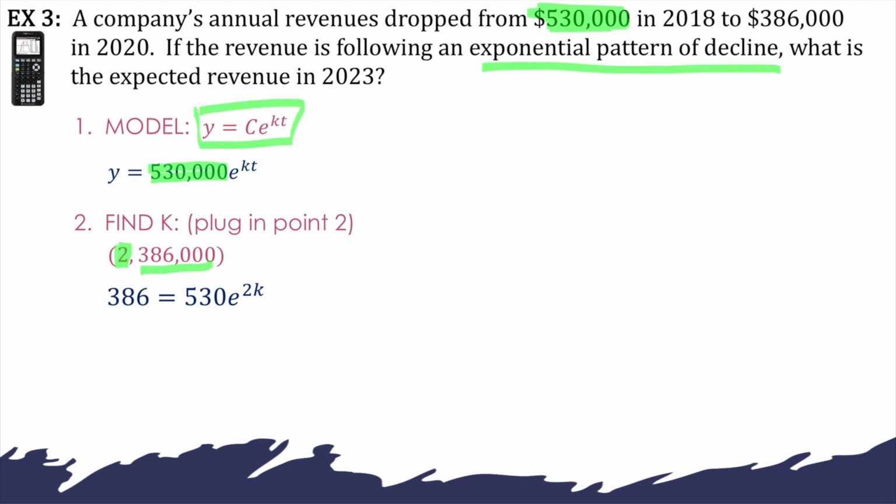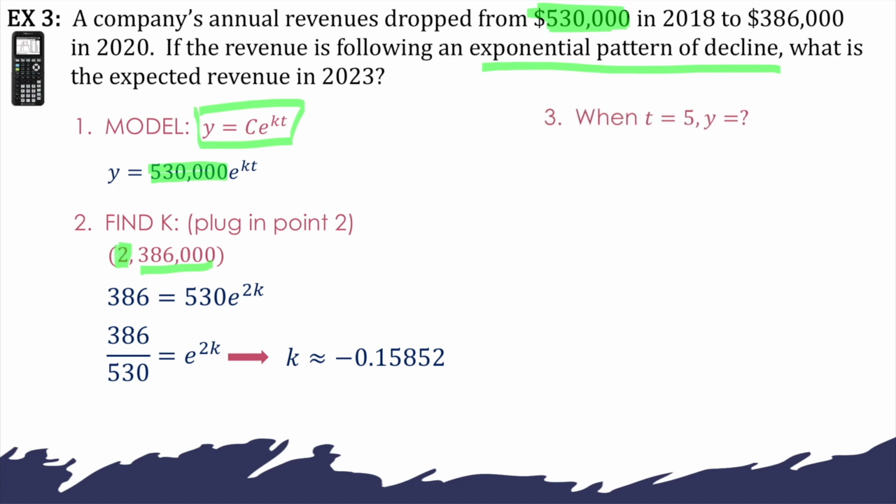So you'll notice I just dropped off the last 3 zeros here just to make it simpler. So 386 equals 530e to the 2k. And then we can solve for k. We get about negative 1.5852.